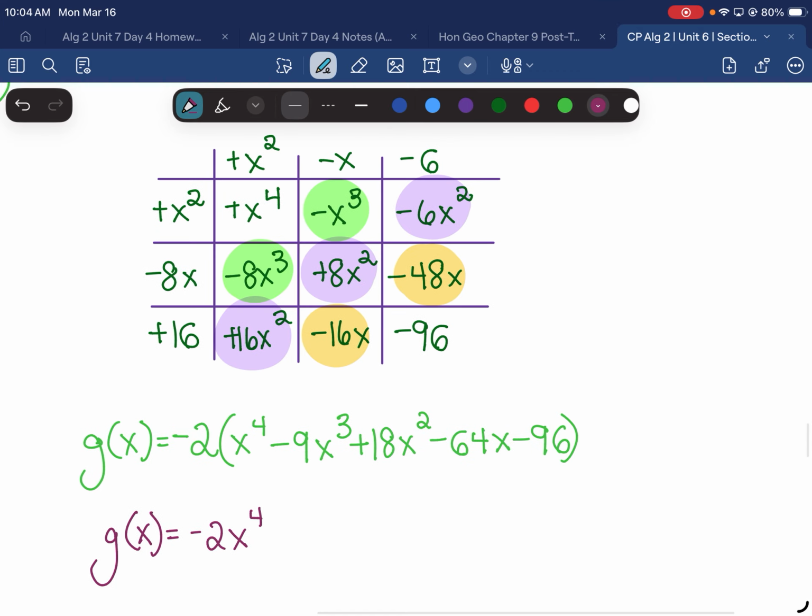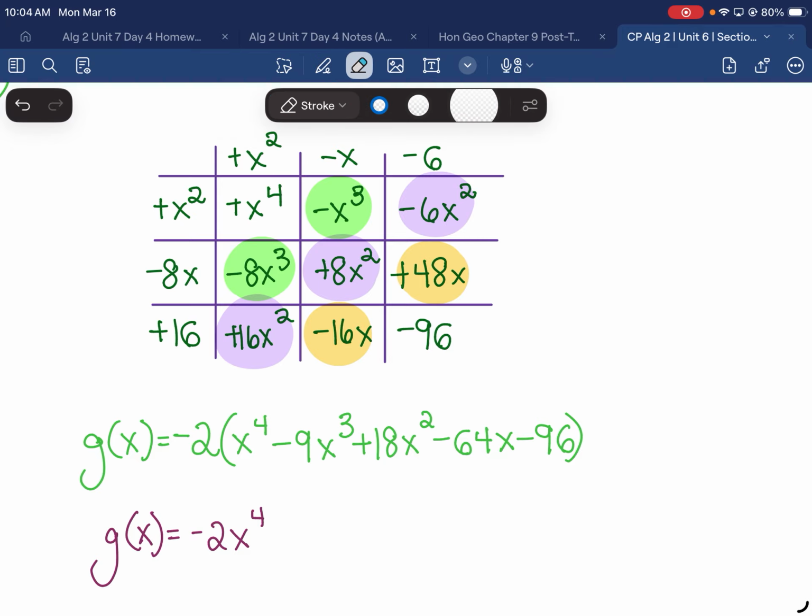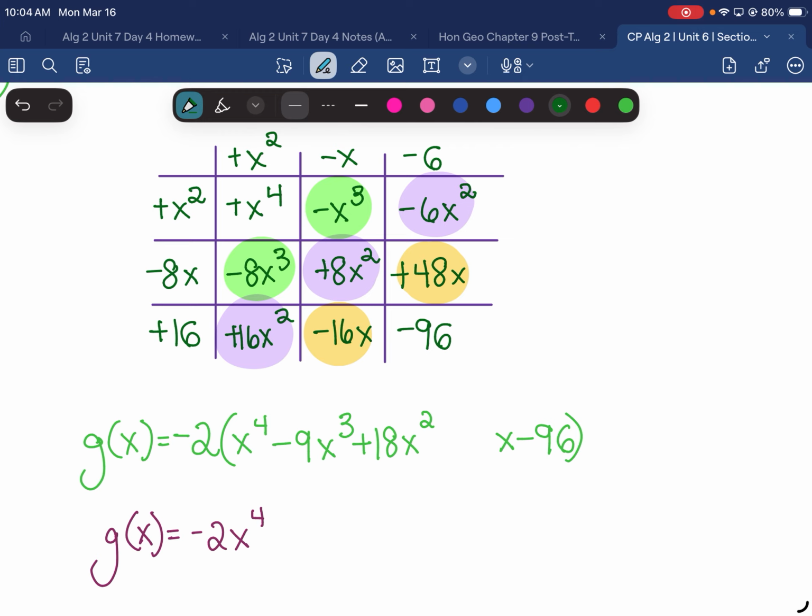What part did I get wrong? The -64 as 48 would be positive because it is a positive. So, 32? Positive 32. Thank you, Kara. All right, multiply by a -2. Don't forget the negative part of it.